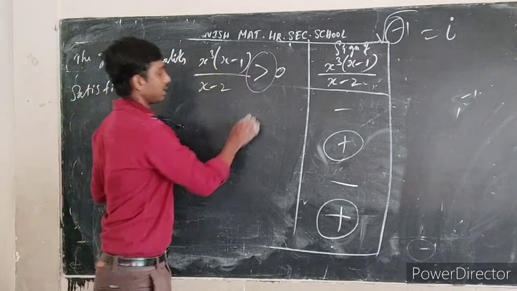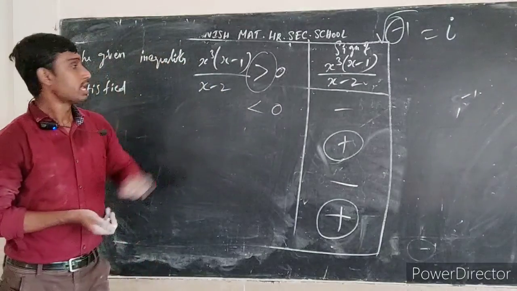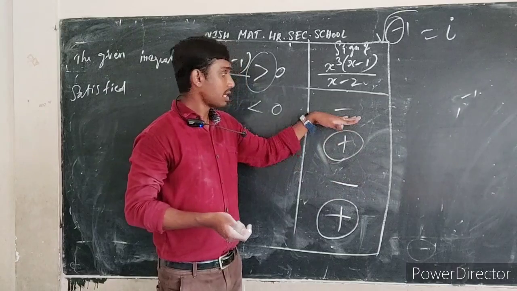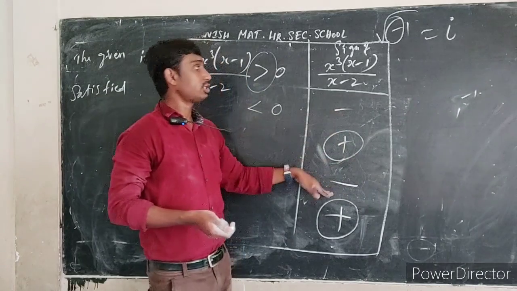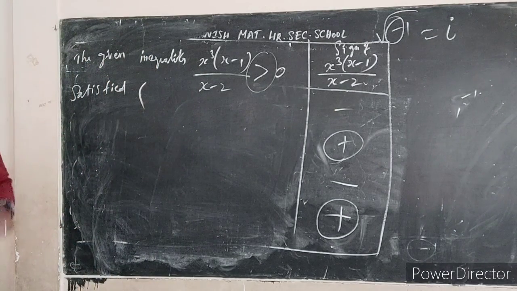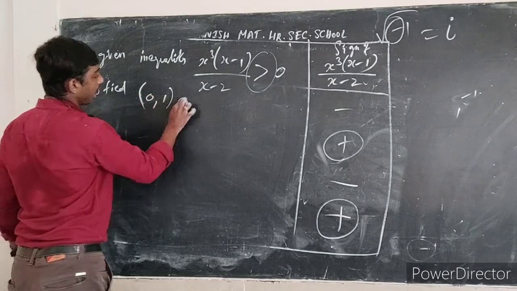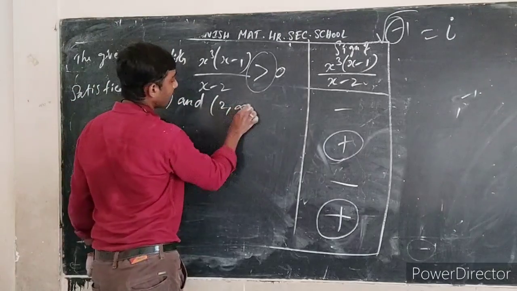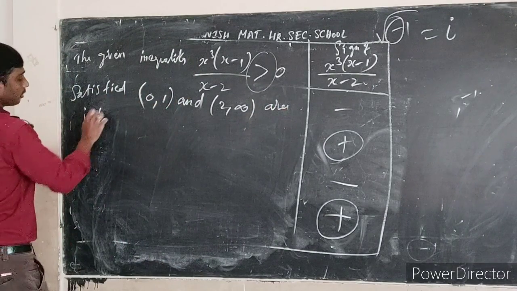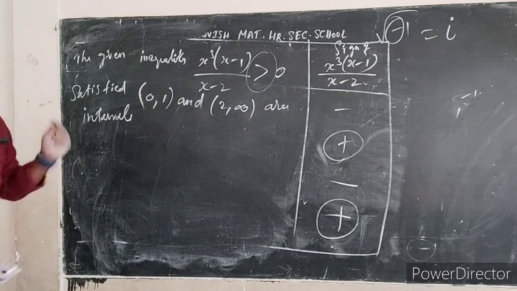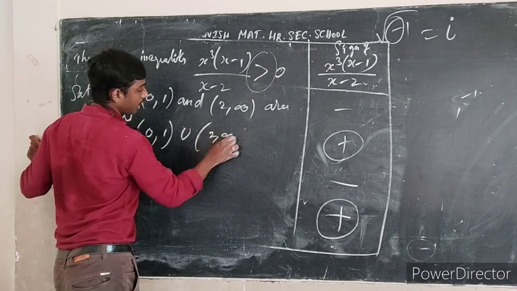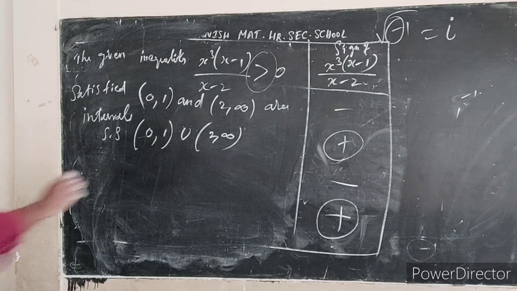Okay, if they are giving lesser than 0 in this same question, then you have to take these two intervals, the first one and the second one, for the function to be satisfied. What are the intervals here? That will be 0, 1 and 2, infinity. So the solution set is 0, 1 union 2, infinity.